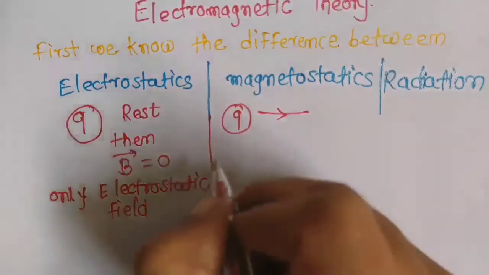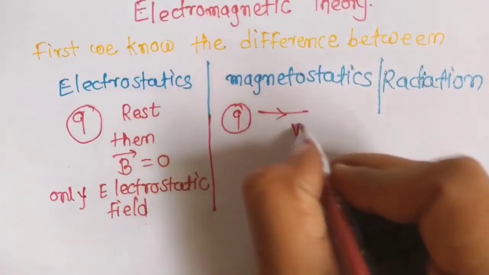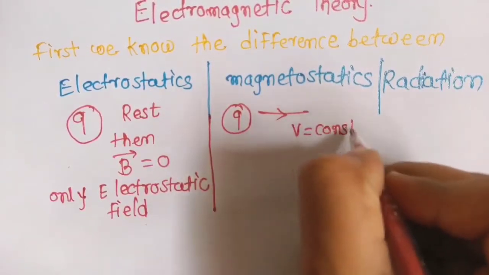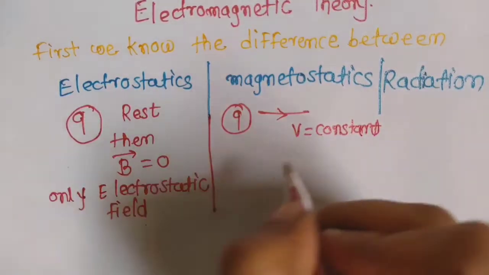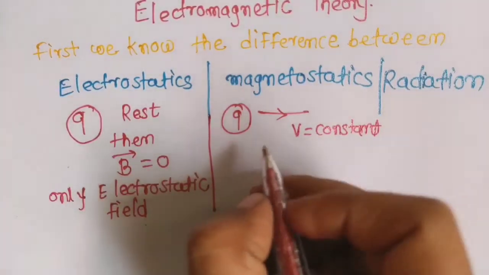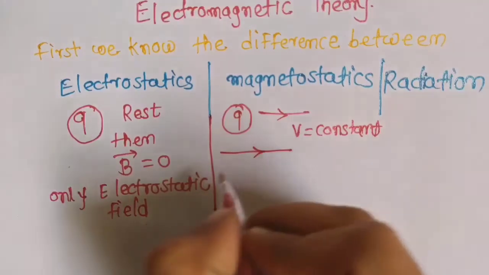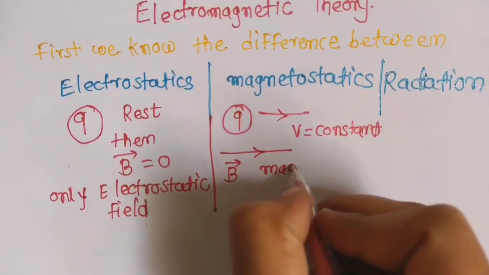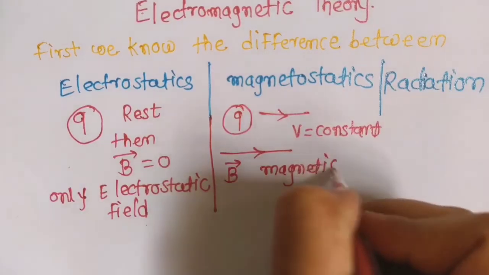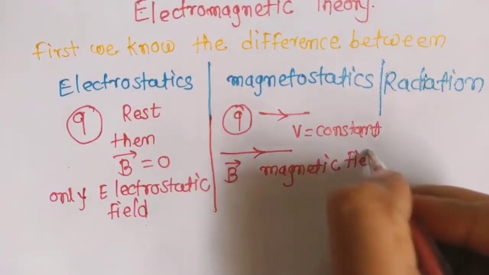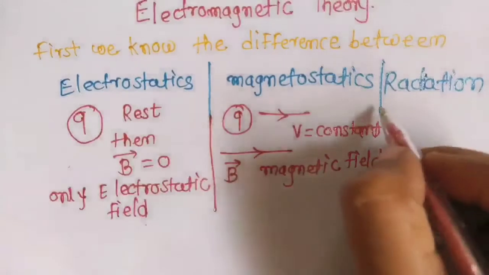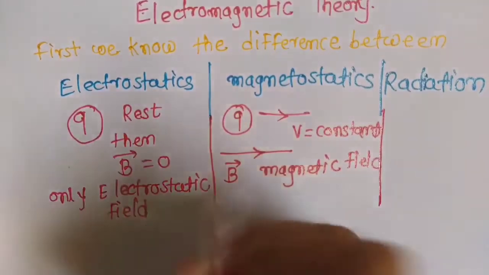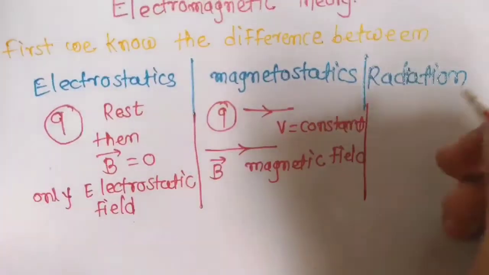In magnetostatics, charge is moving and the velocity is constant. Charge is moving with a constant velocity, that is, a uniform charge. The motion of the charge is uniform, so a magnetic field is produced. So we can call it magnetostatics.